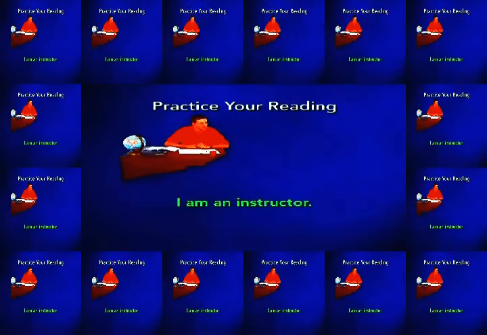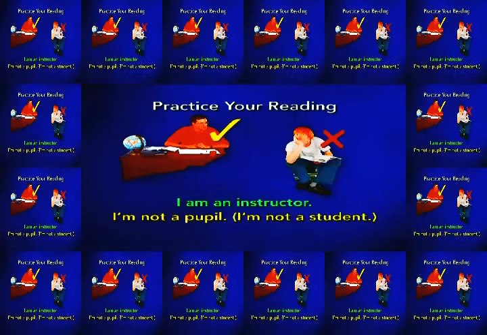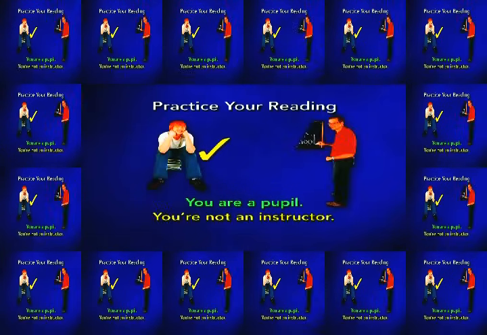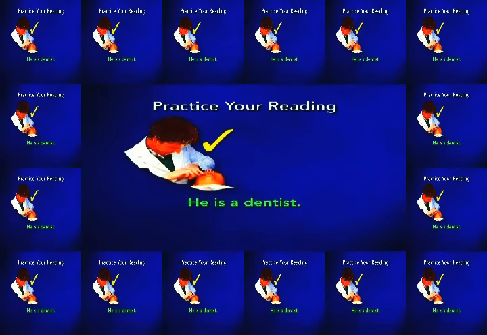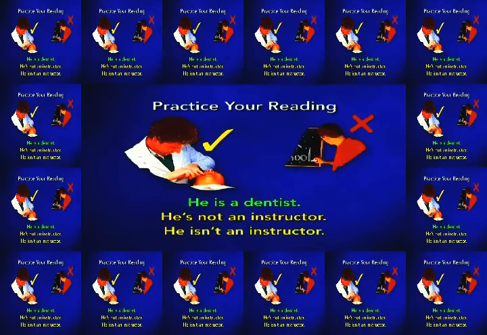Here are some more examples. I am an instructor. I'm not a pupil. I'm not a student. You are a pupil. You're not an instructor. Or you aren't an instructor. He is a dentist. He's not an instructor. Or he isn't an instructor.